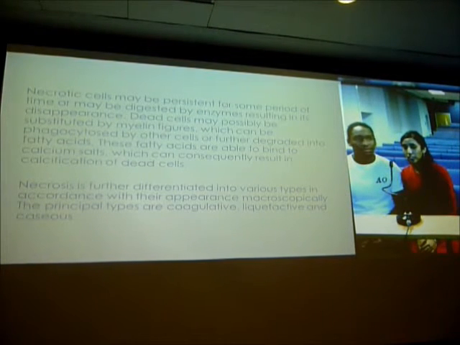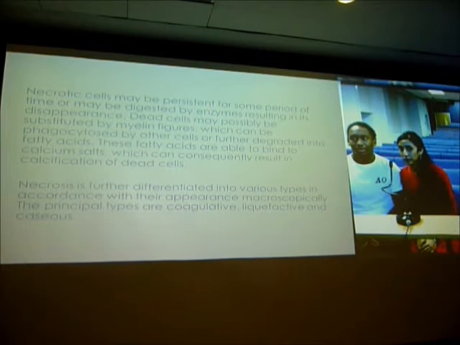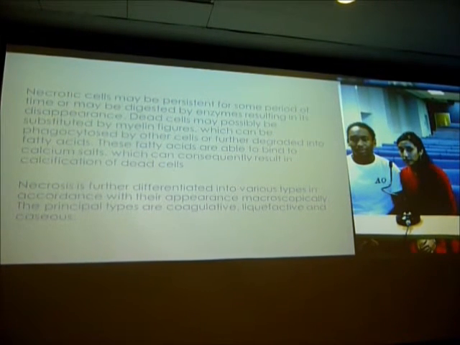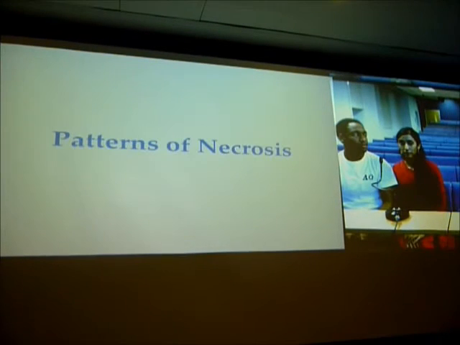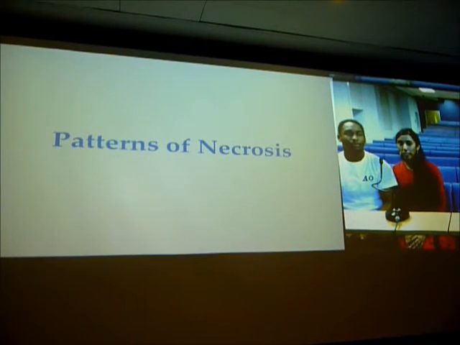Necrosis is further differentiated into various types, in accordance with their appearance macroscopically. The most common type of necrosis is coagulative necrosis, usually occurring due to acute infarction. We are now going to talk about patterns of necrosis.